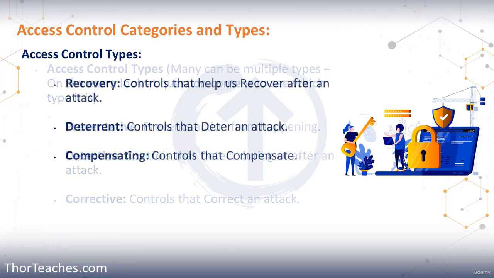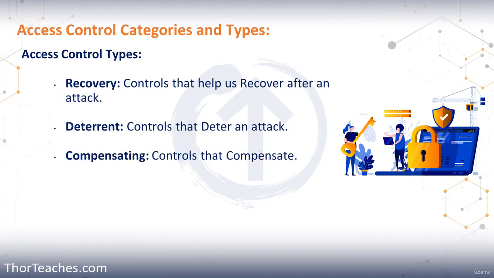Next up, we have recovery controls. And again here, it makes sense, right? It helps us recover after an attack. This could be our disaster recovery plans, our cold sites, hot sites, warm sites. And yes, we will cover those much more in depth later. It could even just be our backups. It could be our high availability environment. Again, it is something that helps us recover. Then we have deterrent controls. Again, they deter, but they don't stop anything.